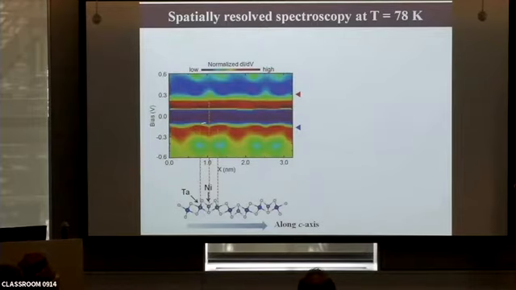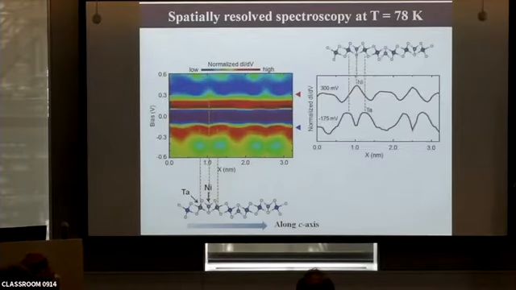So here, the peak of the occupied state corresponds to the tantalum position in the crystal structure, and the peak of the unoccupied state corresponds to the nickel position in the crystal structure. This behavior is well demonstrated when we draw the dI/dV profile at a selected energy level indicated by red and blue arrow. So here again, the peak of the conduction band corresponds to the nickel position, and the peak of the valence band corresponds to the tantalum position in the crystal structure.